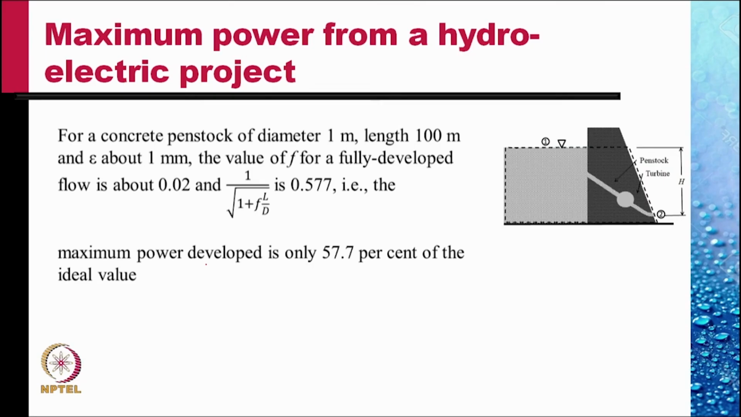For a concrete penstock of diameter 1 meter and length 100 meters, and epsilon about 1 millimeter for concrete, the value for the fully developed flow is f equal to 0.02, so that 1 over the square root of 1 plus fL by D is 0.577. That is, the maximum power developed is only 57.7% of the ideal power when friction was negligible. So there is quite a bit of loss of power.